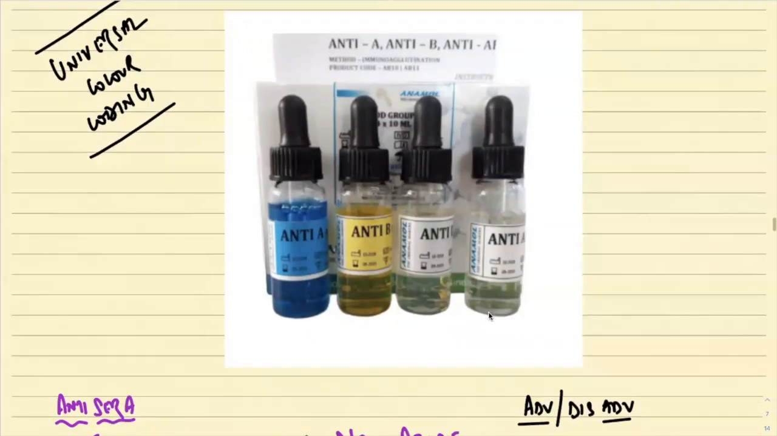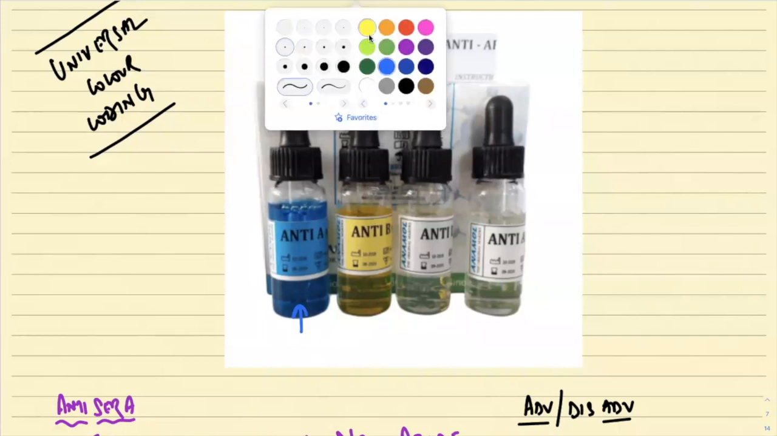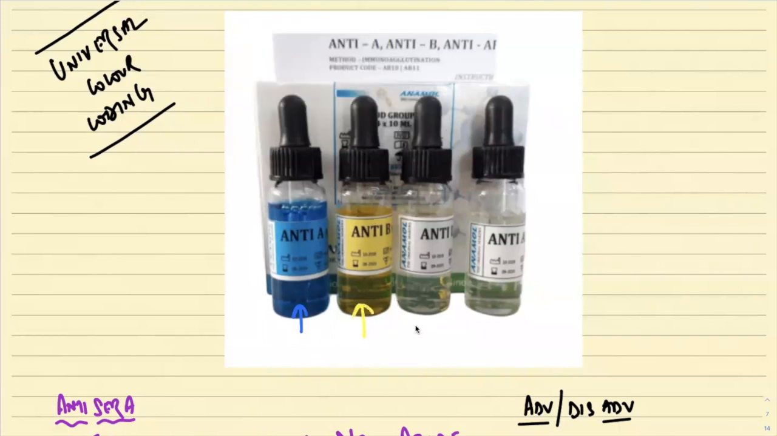So let me show you this particular diagram. Can you appreciate there is a universal color coding? Now here, this is anti-A containing anti-A antibodies. This is your anti-B, which contains your anti-B antibodies. Then comes your anti-AB. This is your anti-AB.